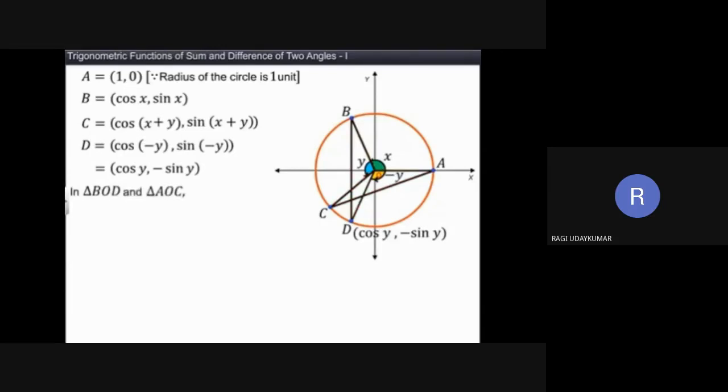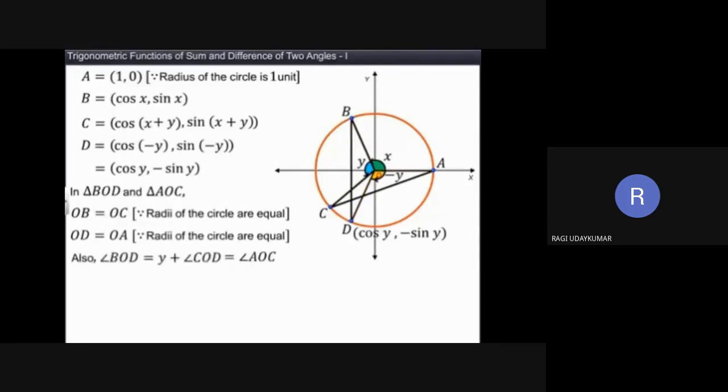Now consider the triangles BOD and AOC. AOD, BOD and AOC triangle. These two triangles, whenever you consider, OB equals OC, both are radii of the circle, and OD equals OA.